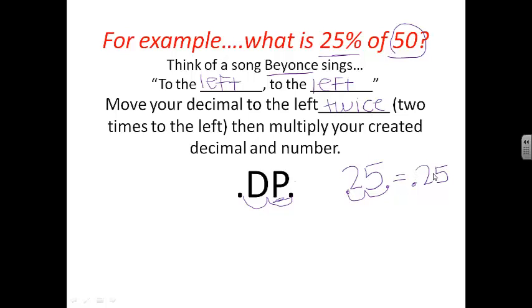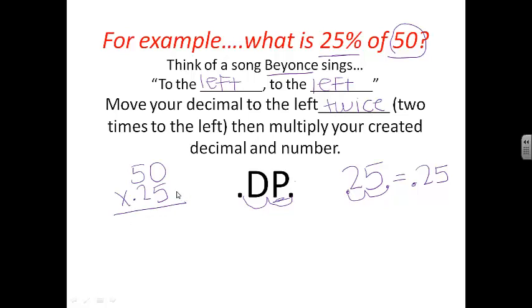Okay, so now I have my decimal. So now I'm ready to multiply. So all you've got to do is 25 hundredths or 50, whichever is longer. Remember, we're multiplying decimals now. Okay? They're the same, so it doesn't matter who you put on top. So it's 50 times 0.25.